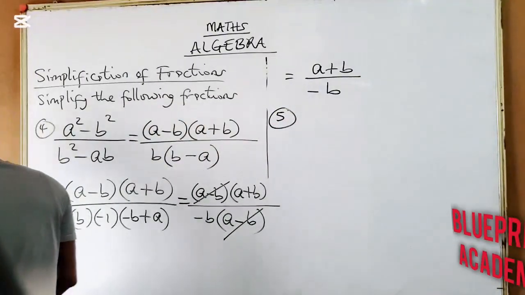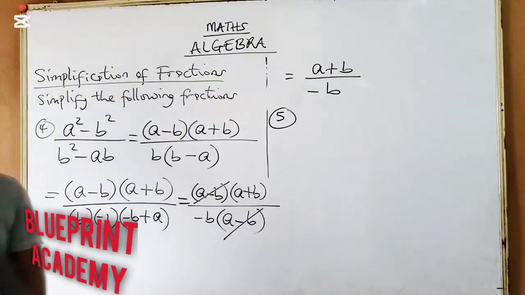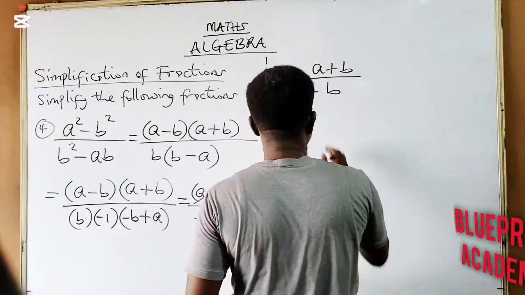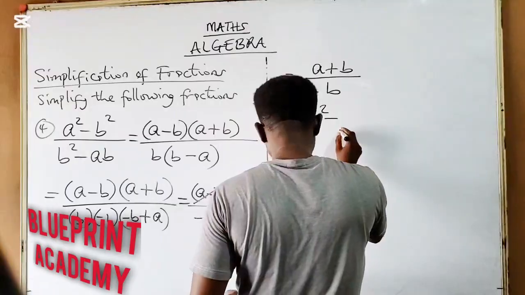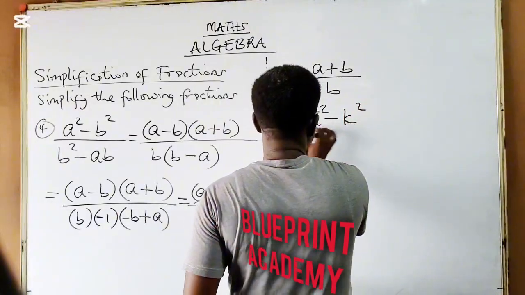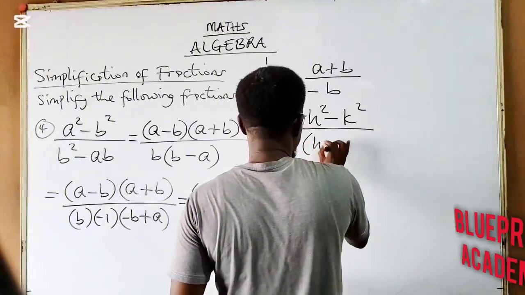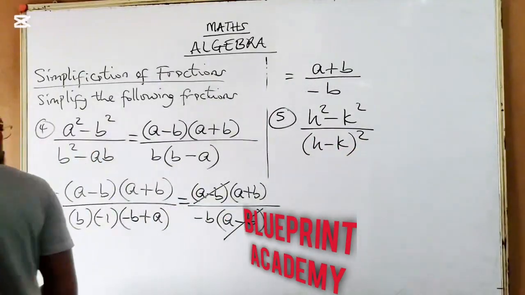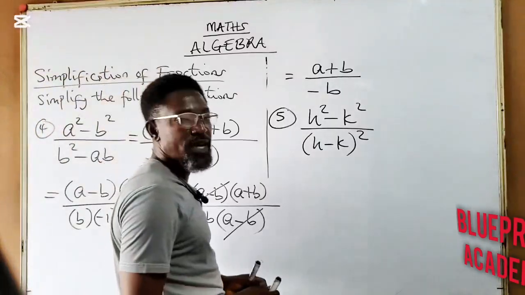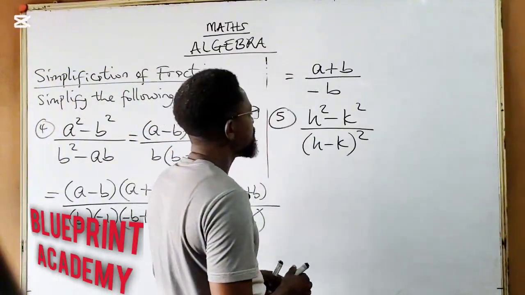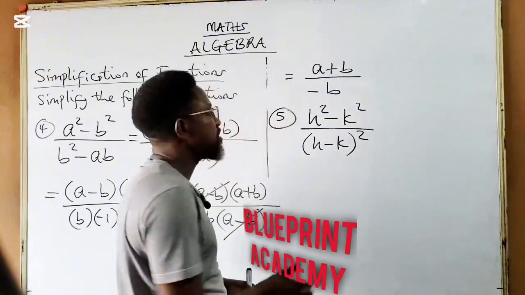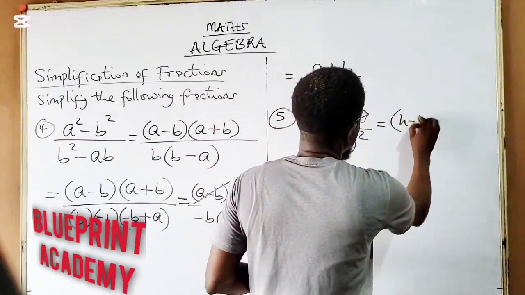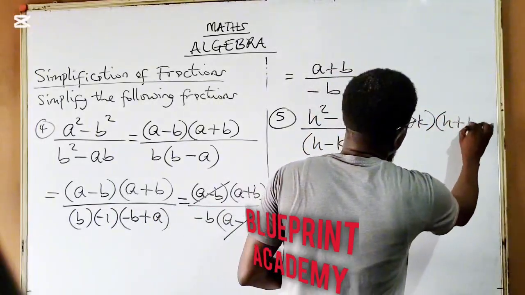Let's look at the next one, question 5. Let's simplify h squared minus k squared all over h minus k, all squared. Now for this one, if you want to simplify it, the same thing, we apply the difference of two squares to the numerator, so that this one we can write now as h minus k, then h plus k.